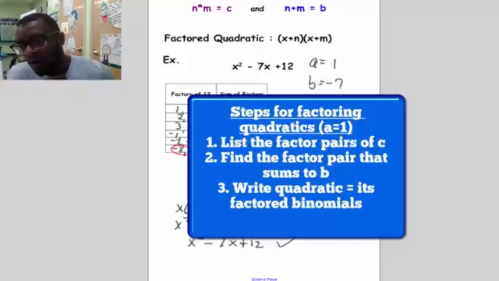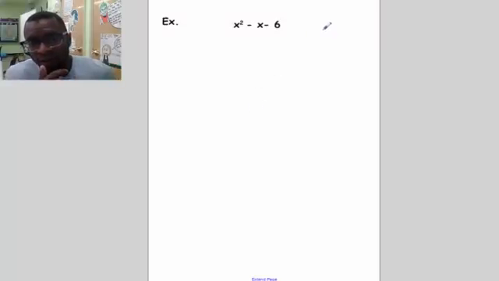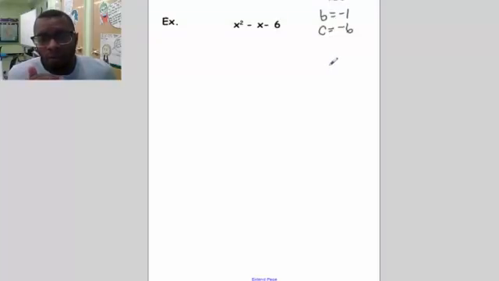Okay, let's take a look at another example. This time I'm not going to use the table. We have the quadratic expression x squared minus x minus 6. Remember, the first thing we do is look at the factors of c. In this case, our c is -6, and our b is -1. In all of the problems that we're going to look at today, our a will be 1.